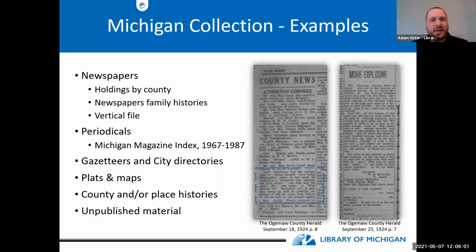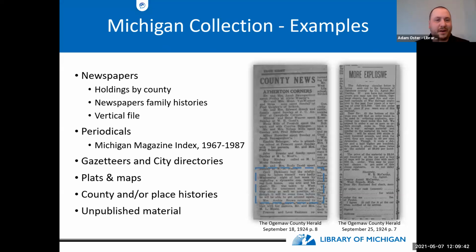Some other collections that we have: newspaper holdings are by county, and I'll show on our website how you can search a little more for the material in there. We also have what's called the newspaper family histories, which show the evolution of a newspaper, say, when it was bought out by another one or when the name changed. So if you were trying to track down all the different newspapers in Hillsdale, Michigan, you could use that to know what dates to focus on for the titles there at particular times. We also have vertical files related to different topics that we try to put material in.